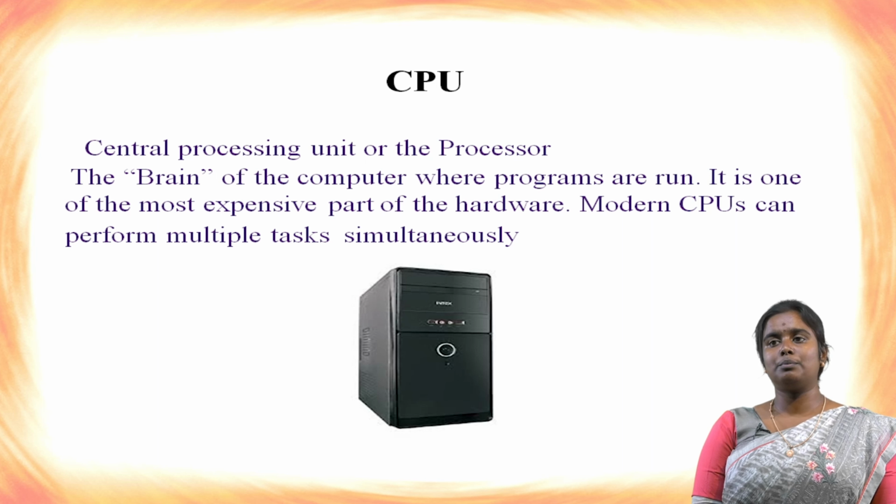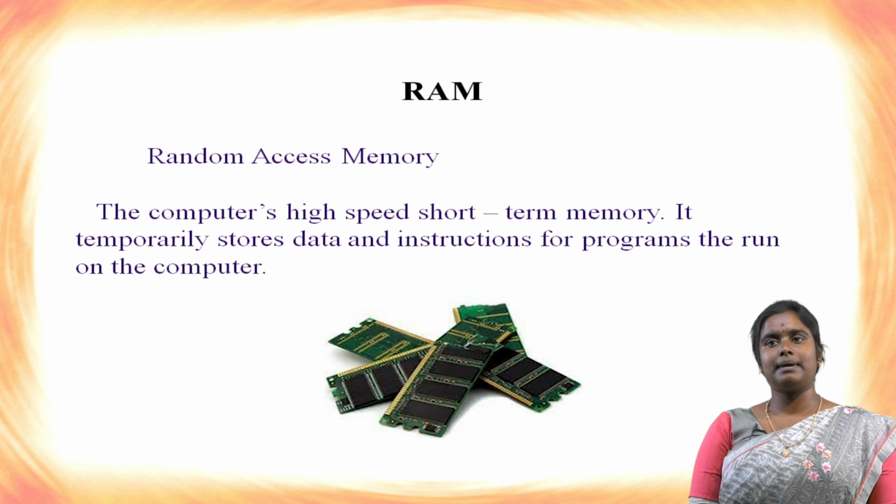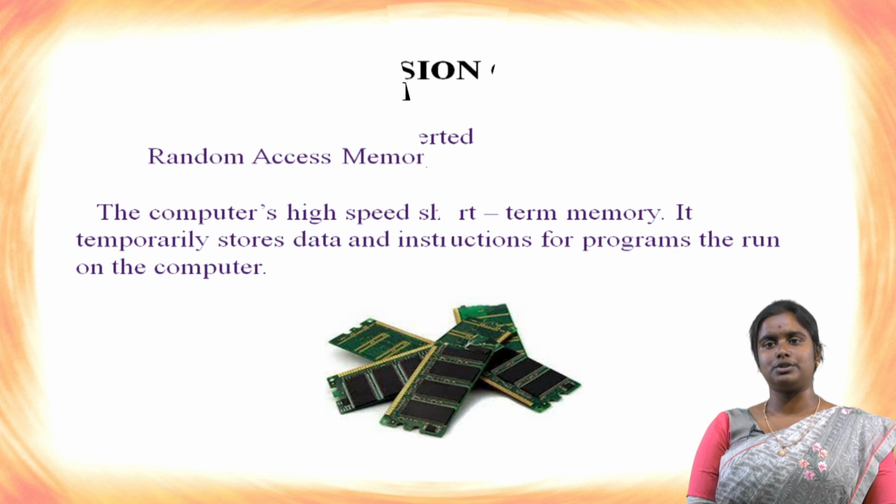CPU, Central Processing Unit or the processor, the brain of the computer where programs are run. It is one of the most expensive parts of the hardware. Modern CPUs can perform multiple tasks simultaneously. RAM, Random Access Memory, the computer's high-speed short-term memory. It temporarily stores data and instructions for programs that run on the computer.